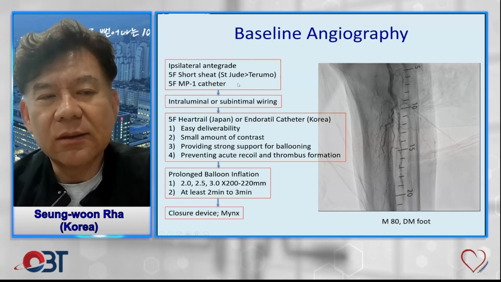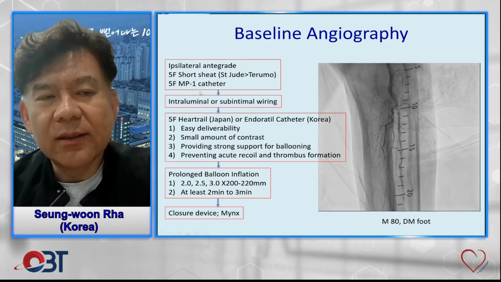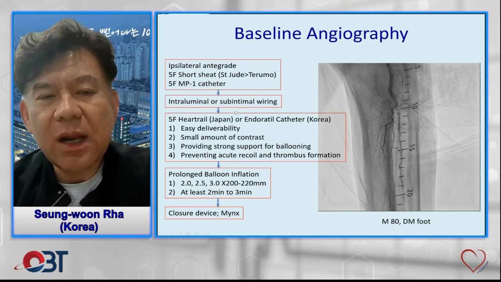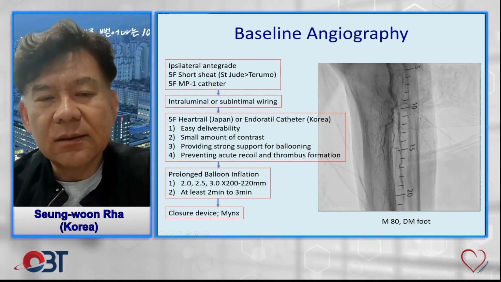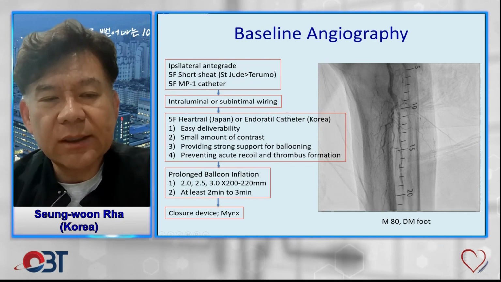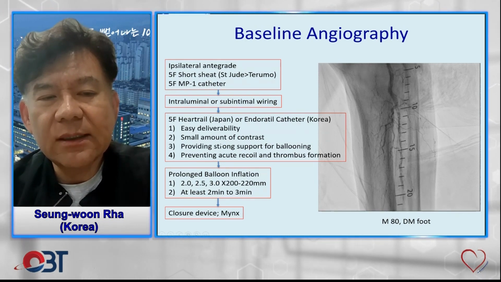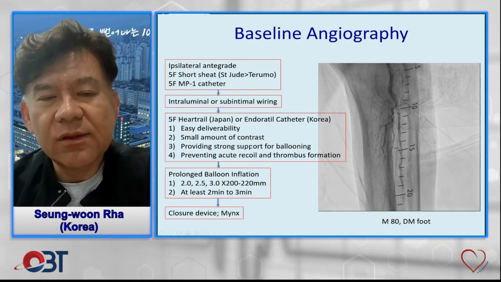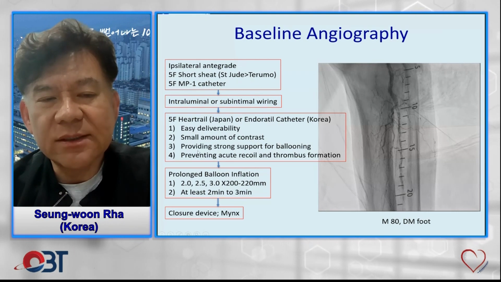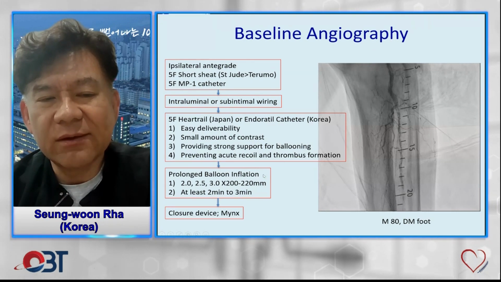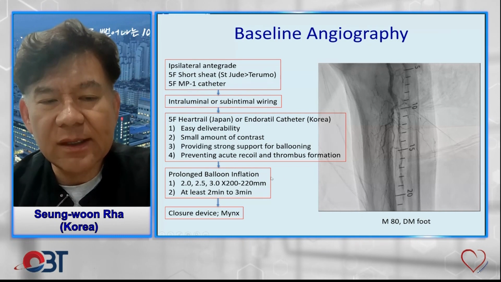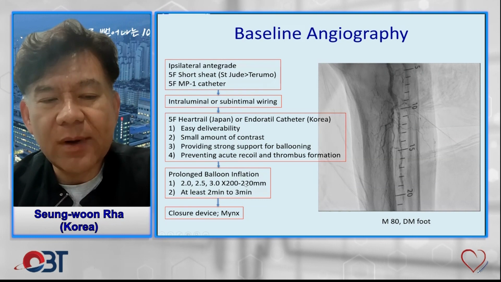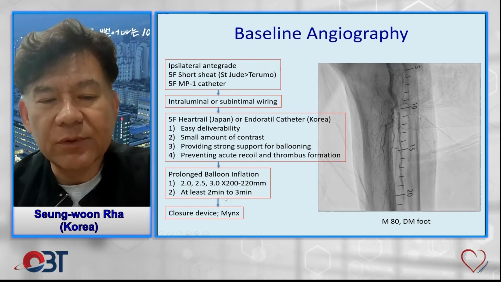So use the usual 5-French short sheath and the long catheter, and then you can start with the intraluminal or the primary subintimal attempt. I developed this angiocatheter with a Korean company, so it has easy deliverability. You can use it for short segments, and it allows easy small-amount contrast control, because many are CLI patients. So it gives strong support while preventing vascular recoil once you do the balloon angioplasty. And once we canalize, we do the long balloon, especially the tapered balloon is effective, only 2 or 3 times balloon angioplasty.